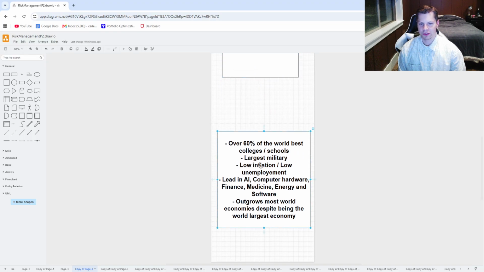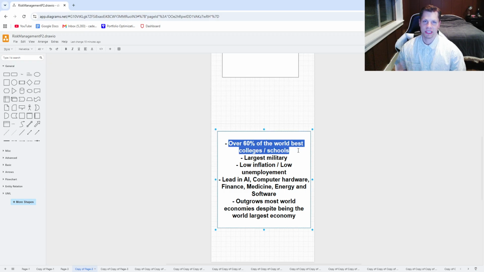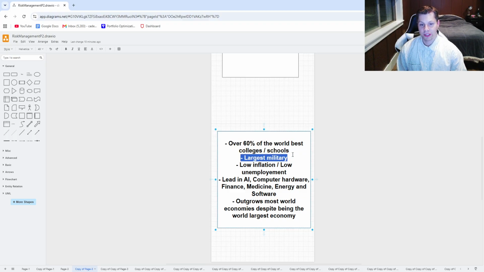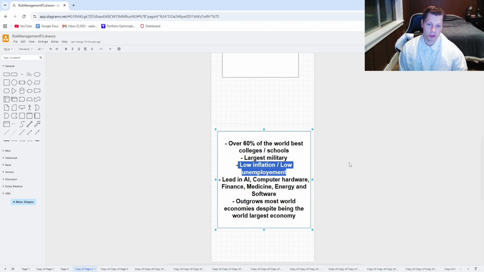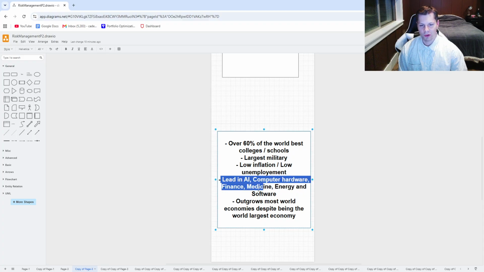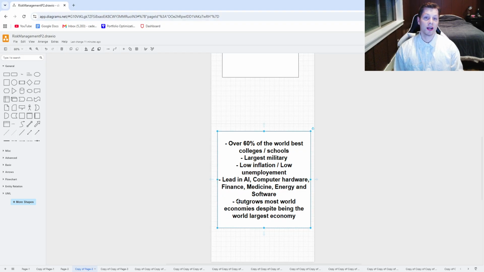Some of these advantages of the S&P 500 is that the U.S. controls over 60% of the world's best colleges and schools. This means that the U.S. has a highly educated and very intelligent population that really is able to drive a lot of innovation in the world. We have the largest military, so we're able to protect our interests. The U.S., compared to a lot of areas in the world, really does a good job at handling inflation and having low unemployment. Additionally, the U.S. leads in AI, computer hardware, finance, medicine, energy, and software, which helps the U.S. grow. And lastly, the U.S. tends to outgrow most of the economies in the world, despite being the world's largest economy.